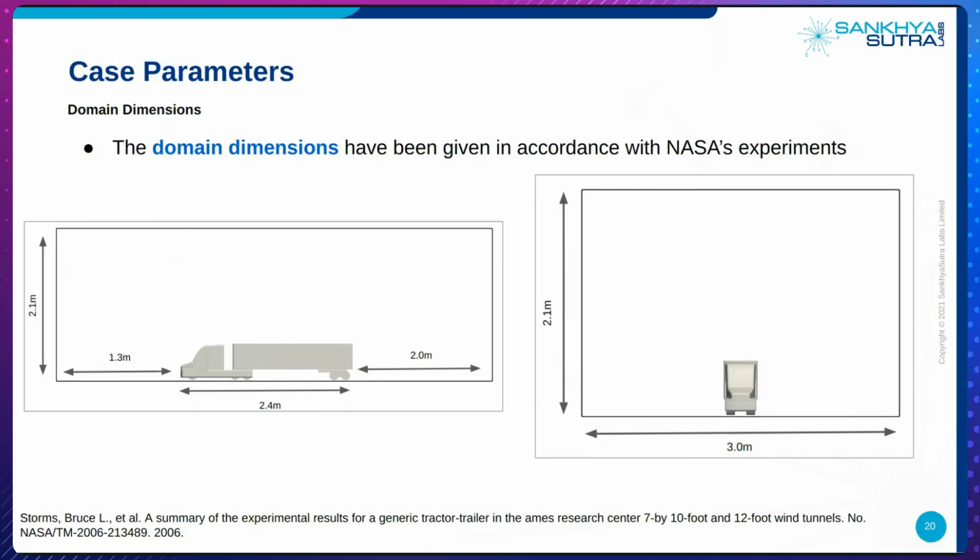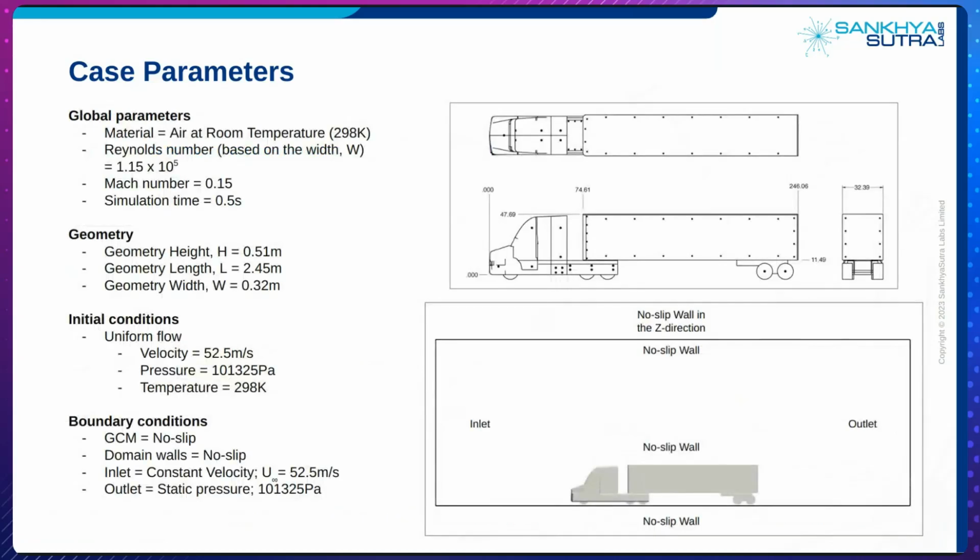The domain dimensions for the simulations have been given in accordance with NASA's experiments, which have been performed in a 7 by 10 inch squared wind tunnel. You can refer to these dimensions in the reference that is given at the bottom of the slide as well. As for the material properties, we've employed the same material properties as was given in the reference itself, which is air at room temperature, a Reynolds number of 1.15 million, a Mach number of 0.15, and a simulation time of a total of 0.5 seconds.